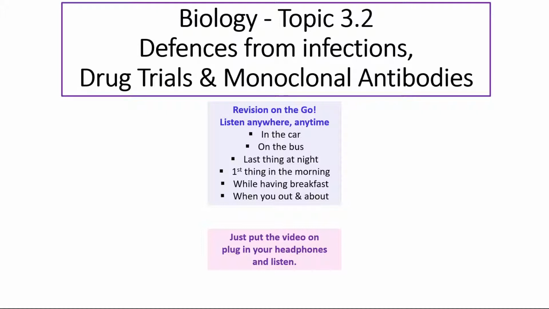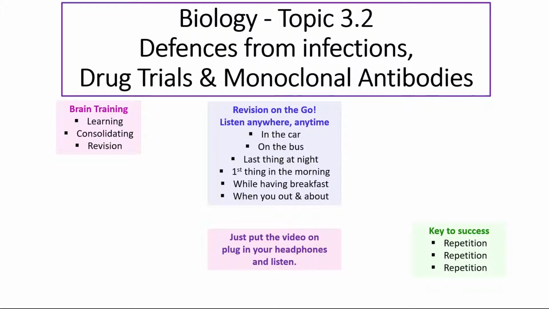Take time to learn this topic so you can nail those questions in the Biology GCSE Paper 1 exam. The key to exam success is learning, consolidation and keeping this topic fresh in your mind. How do you do that? Repetition, repetition and repetition. If you go over these enough times, you'll be able to answer any questions on this topic confidently in your exam.